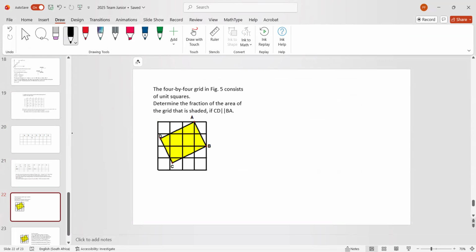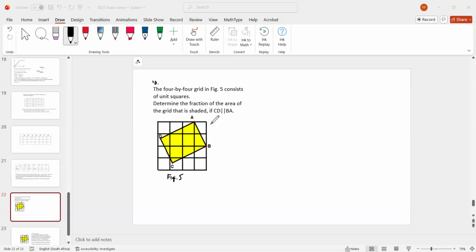Oh, this is problem number 10. This is the last problem that we are going to do. The 4x4 grid in figure 5. I'm taking it from somewhere else, so this is supposed to be figure 5. It consists of unit squares. The squares are 1 by 1, so each area is 1 square unit. Determine the fraction of the area of the grid that is shaded if CD is parallel to AB.